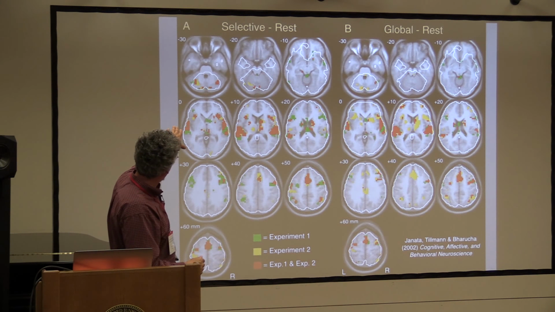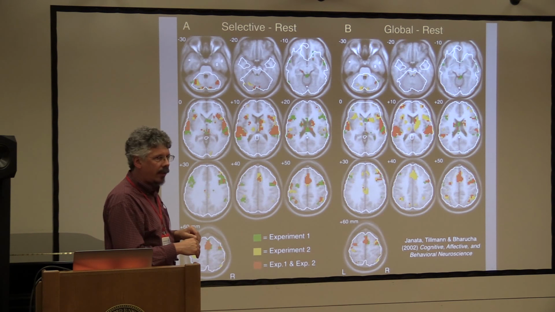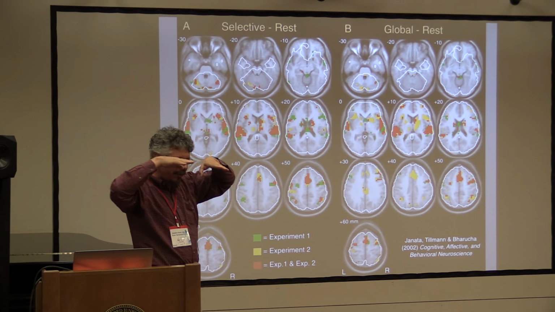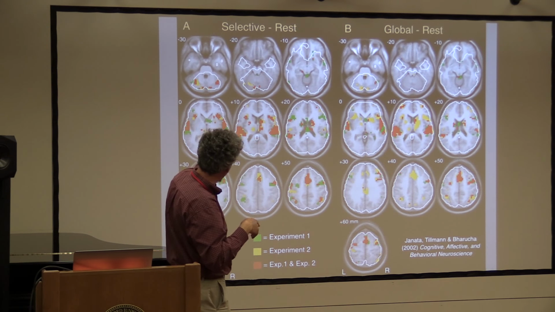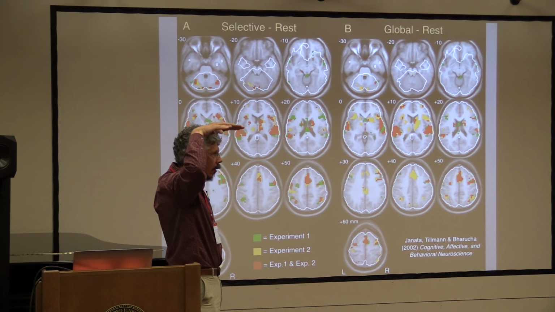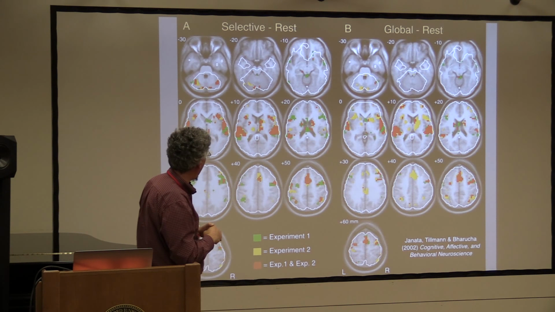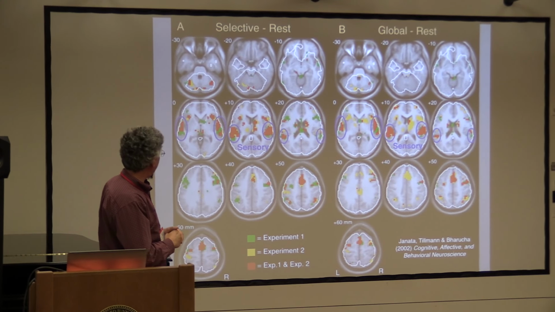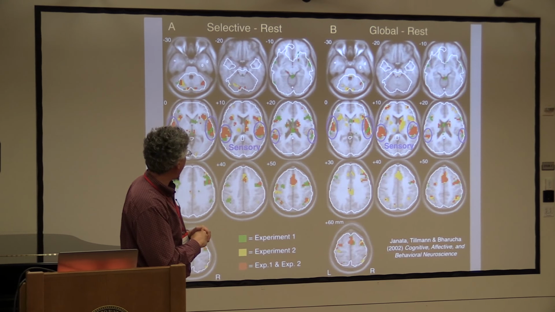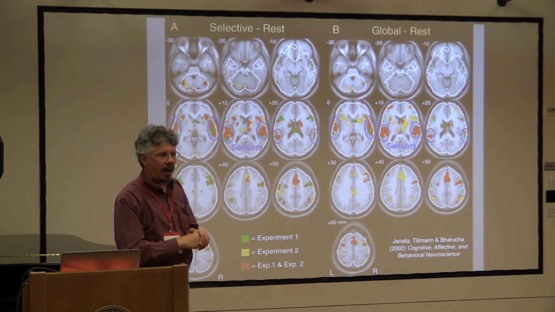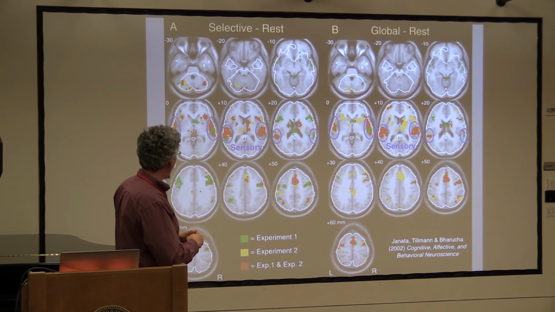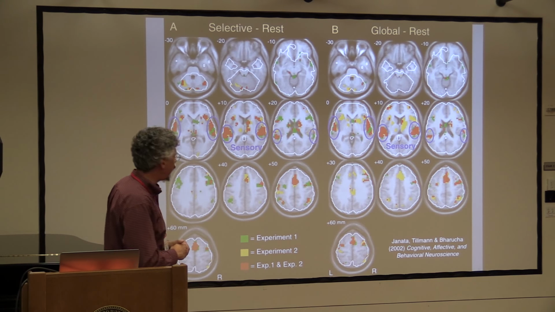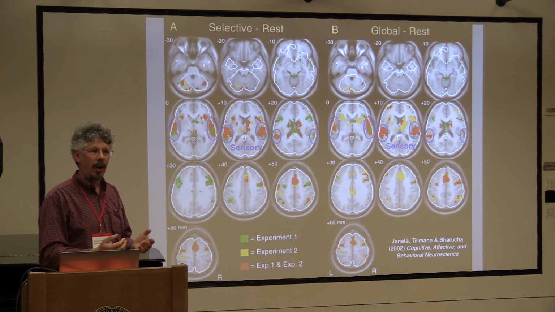Just to orient you, in the top left corner, up front, those are the eyeballs. So that's a slice through the brain like this, and then as we weave our way down, we go progressively higher in the brain. We can see that the auditory cortex on both sides of the brain responds in all of the task conditions, in both of the experiments, no surprise there.